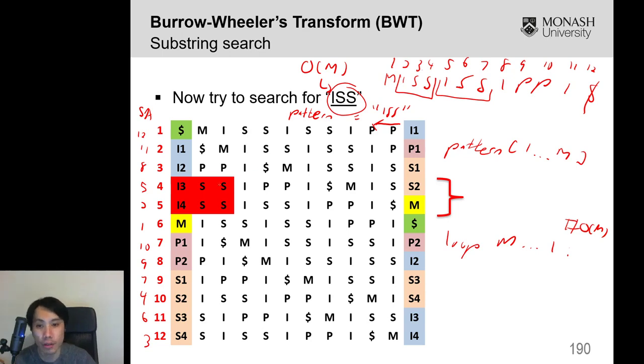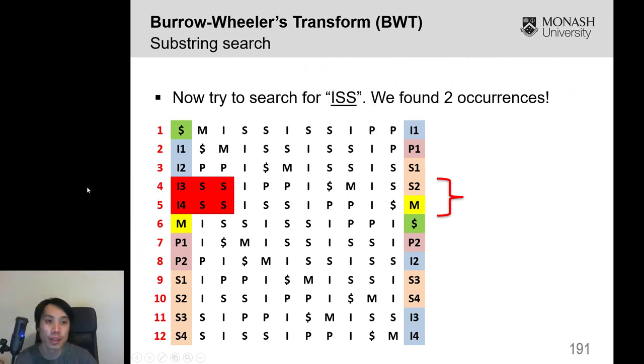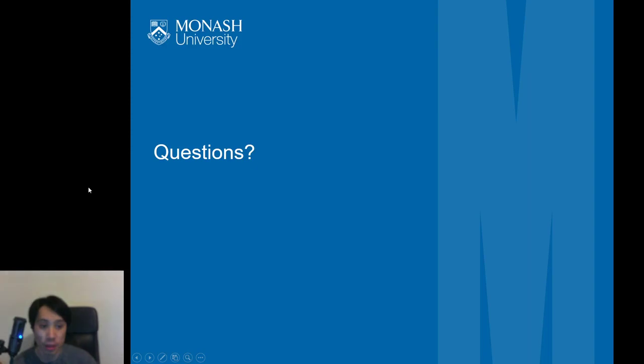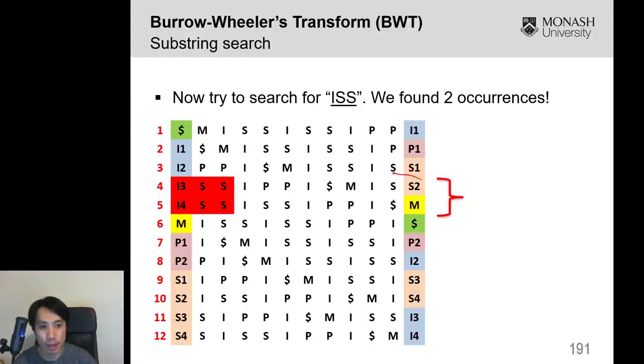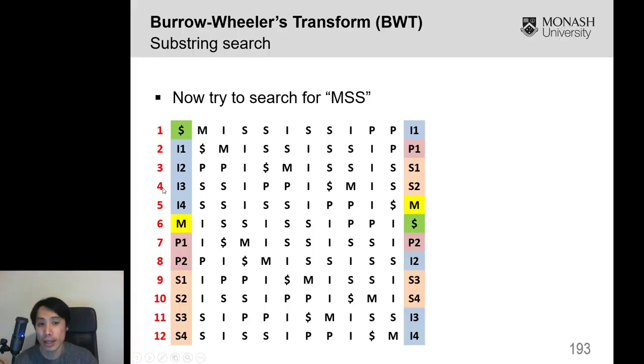Okay, then not only do I know if it exists, I also know the position where it exists. I also know how many exist, right? I know I have 2, right? Because 4, 5, right? 5 minus 4 plus 1 is 2. Okay, I also found 2 occurrences, which is the same as the search space here, right? 2. Okay. One last example, MSS, right?